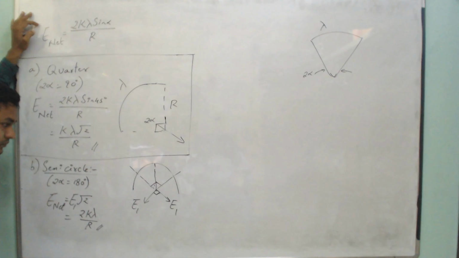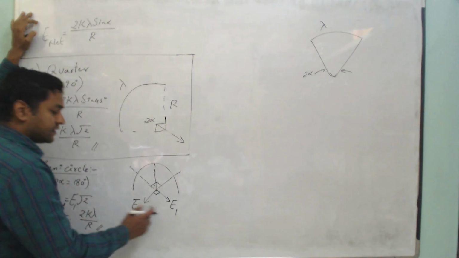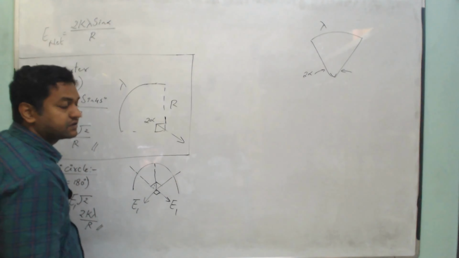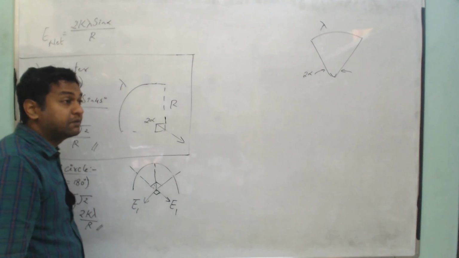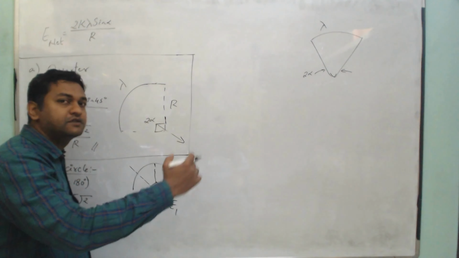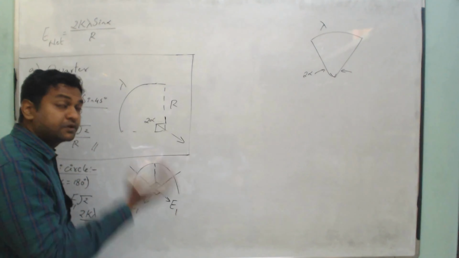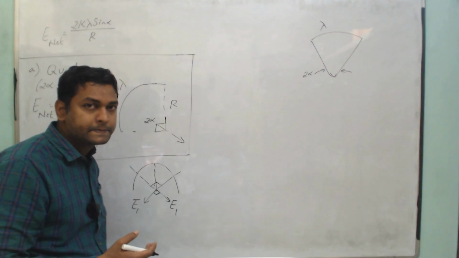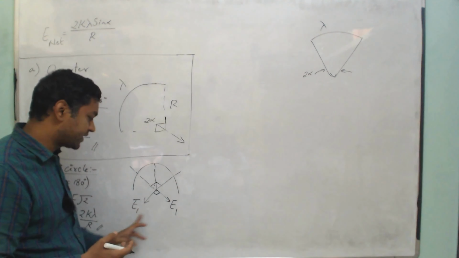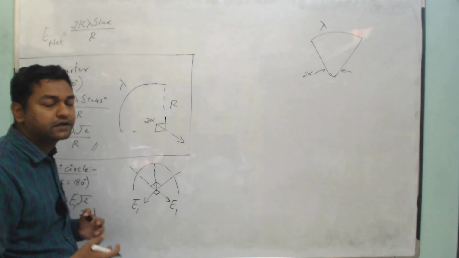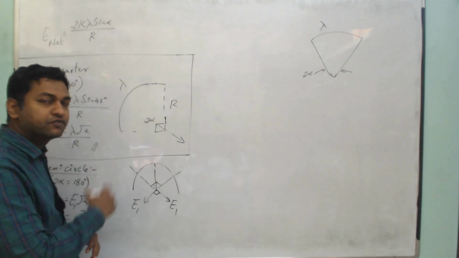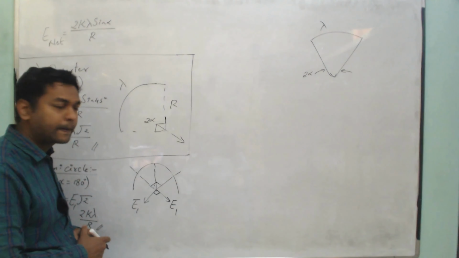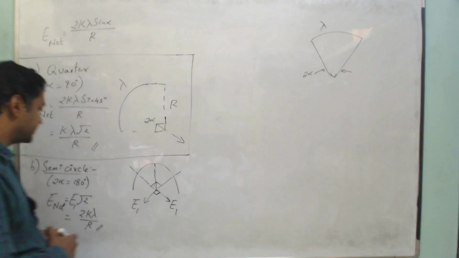Here, can't we just add k lambda root 2 by r plus k lambda root 2 by r? No, these are two vectors at an angle of 90 degrees with each other. If they are in the same direction, i cap plus i cap is 2 i cap. But for i cap plus j cap, I have to do vector addition, square root of a square plus b square. Two vectors at 90 degrees with each other: square root of E1 square plus E1 square, right? Is this clear?